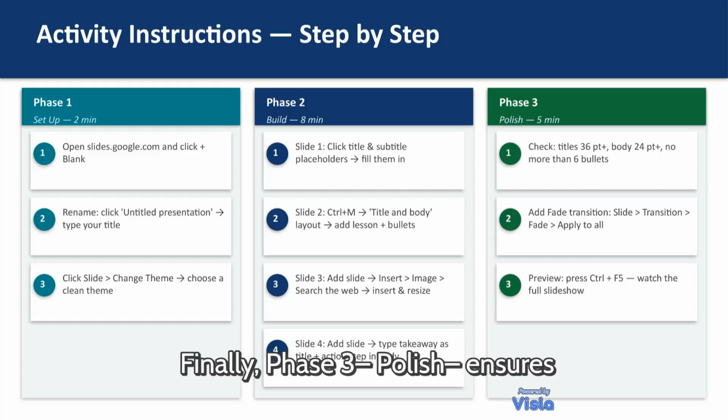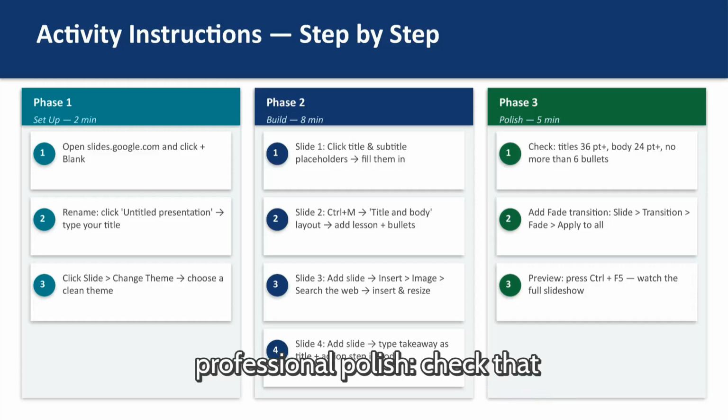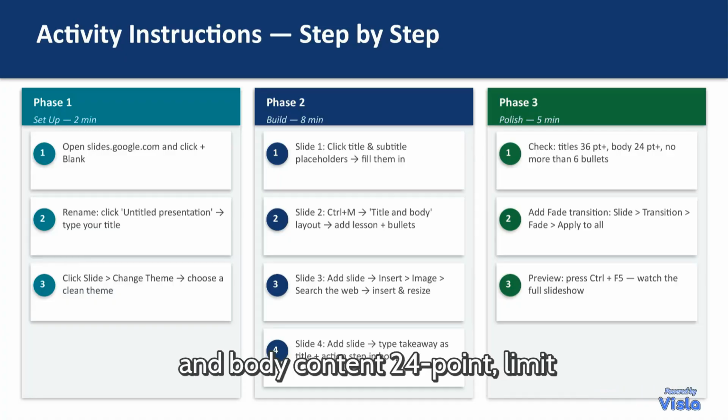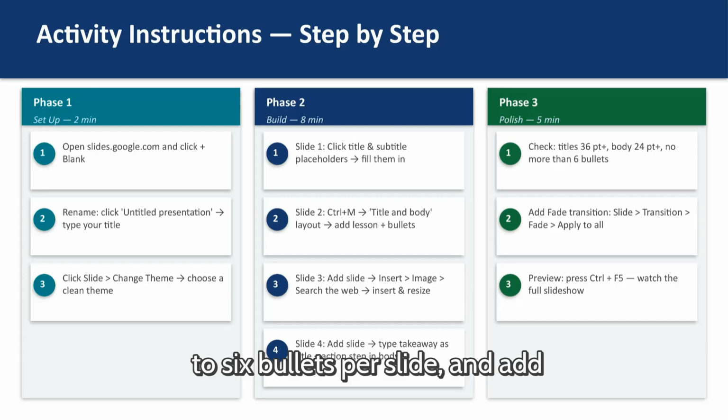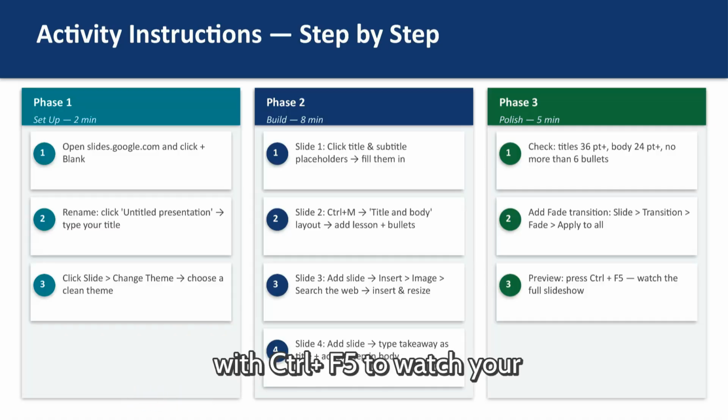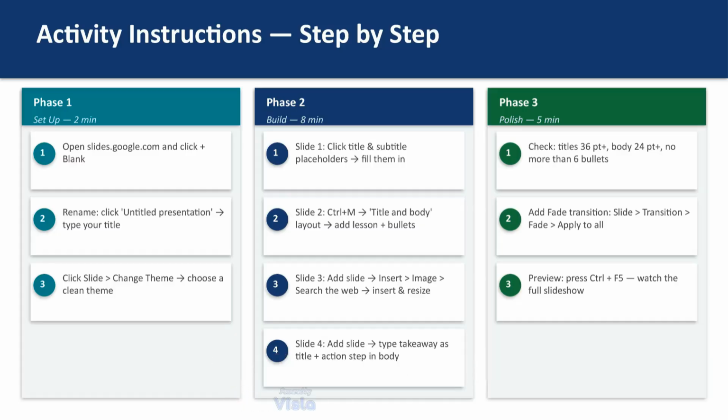Finally, Phase 3, polish, ensures professional polish. Check that titles use at least 36-point text and body content 24-point, limit to 6 bullets per slide, and add a fade transition under slide transition applied to all slides. Then preview the full slideshow with Ctrl F5 to watch your narrative flow from start to finish.